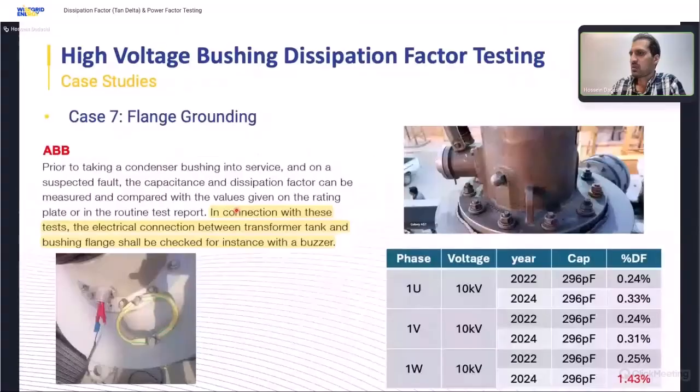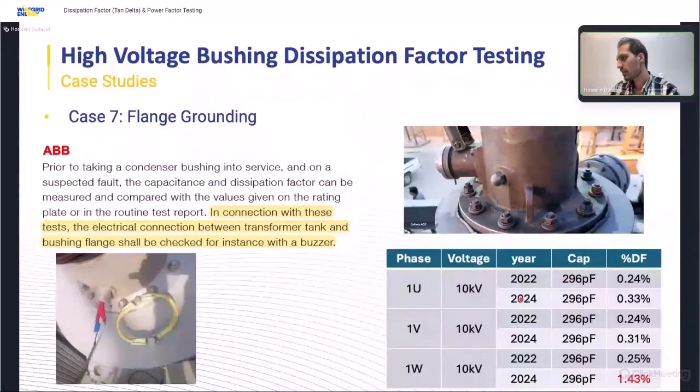And the final point is related to the flange grounding. Always, for example, here you see from the ABB technical guide, manufacturers say that you should ground the flange connection of the bushing for safety and for increasing the life of the bushing. But here I have a case.